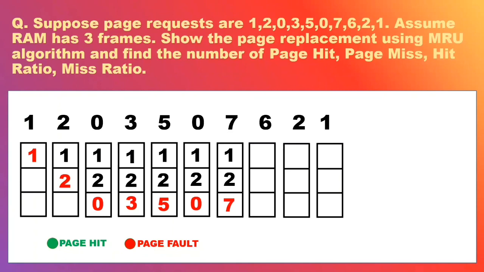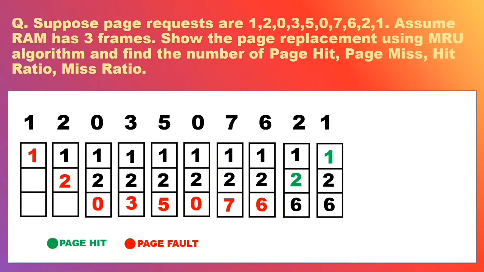Now the new page request is 6 and 6 is not present inside the RAM, so it is obviously a page fault. So between 1, 2 and 7, 7 is most recently used, so 7 will swap out and 6 will swap in. Now the page request is 2. 2 is present inside the RAM, so it's a page hit. Now 1 is also present inside the RAM, so it's a page hit. So now all the page requests are over.